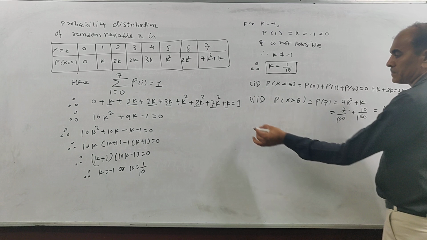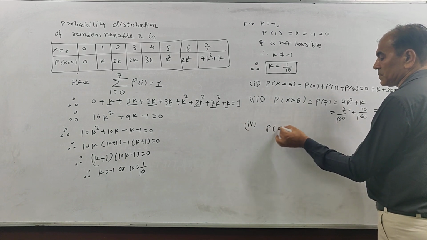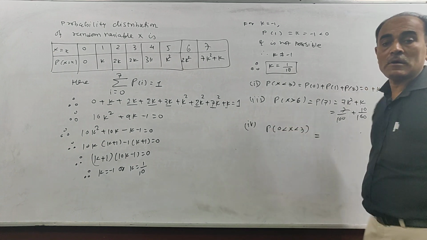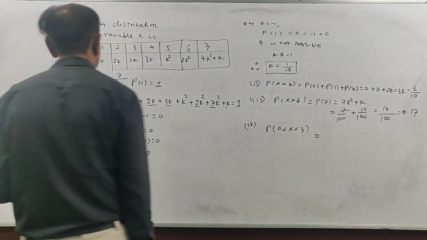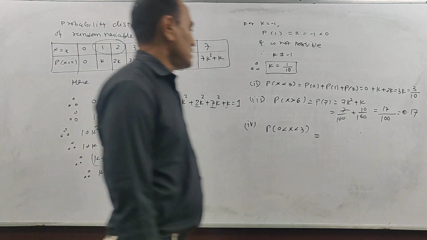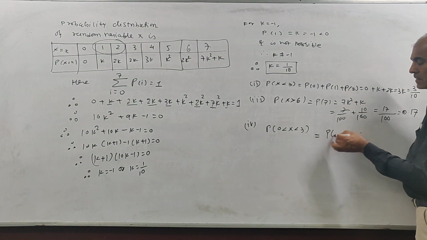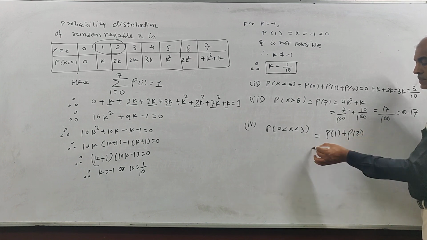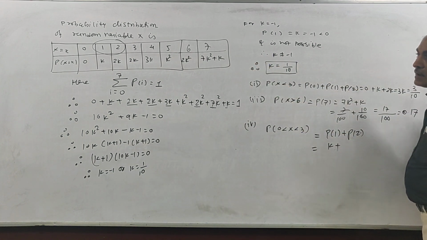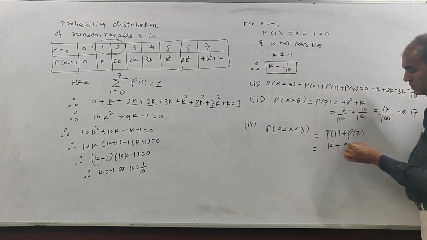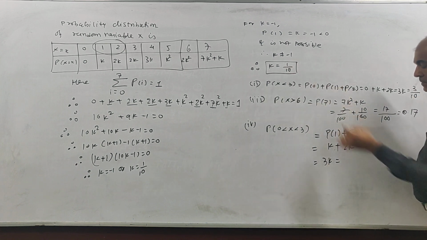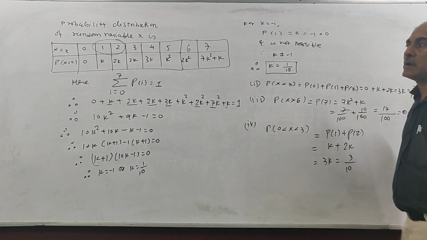Last one, the fourth one. What do we want to answer? P of 0 less than X less than 3. In between 0 and 3, which values are there? 1 and 2. So that is equal to P of 1 plus P of 2. What is the probability of P of 1? See there, K. What is the probability of P of 2? 2K. That is equal to 3K. What is K? 1 by 10. So that comes out 3 by 10.